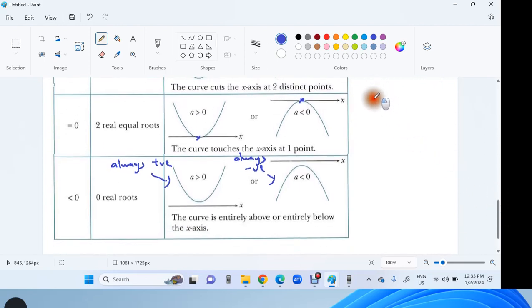Okay, now I will ask you a question. Why must the no real root graph look like this? Why can't I draw the no real root graph like this? We cannot draw it like this because we can extend it. So after we extend, then they have 2 roots.